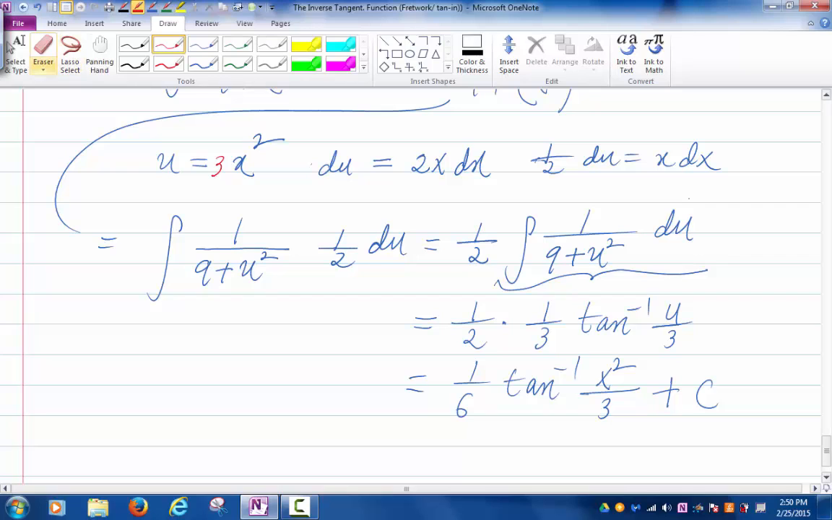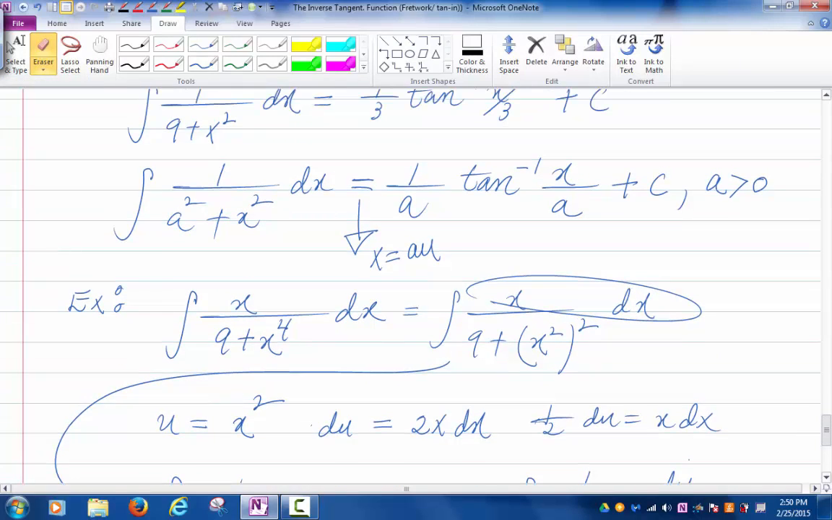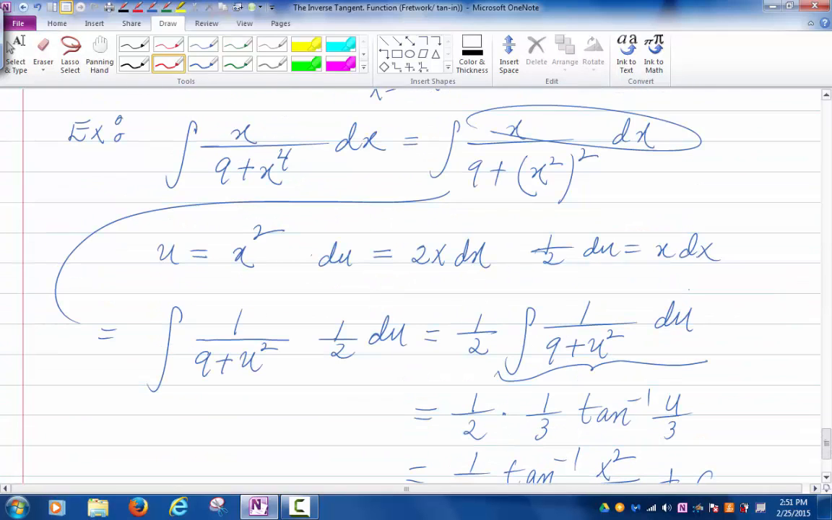Okay, but I have used it because I have done it previously. So the formula I am referring to is this one, this formula here. If you don't want to remember that, make the substitution 3x squared here.